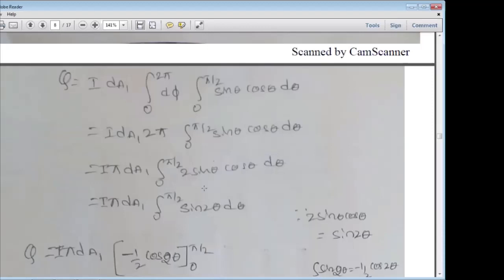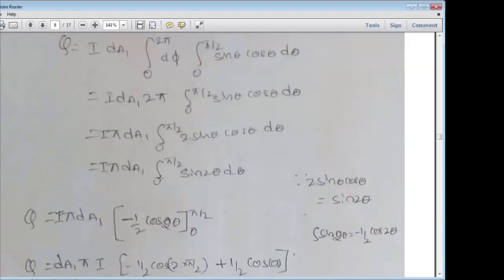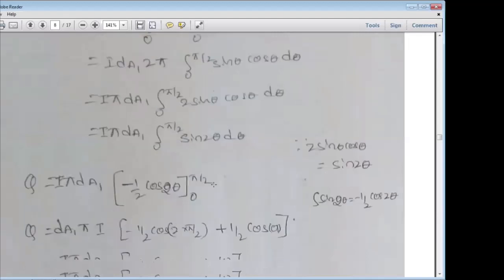What is the formula for 2 sine theta cos theta? That is sine 2 theta. Am I right here? Yes, sir. Yes, 2 sine theta cos theta is nothing but sine 2 theta. So I pi dA1, integral from 0 to pi by 2 of sine 2 theta d theta. Then what is the integration of sine 2 theta? It is minus 1 upon 2 cos 2 theta.